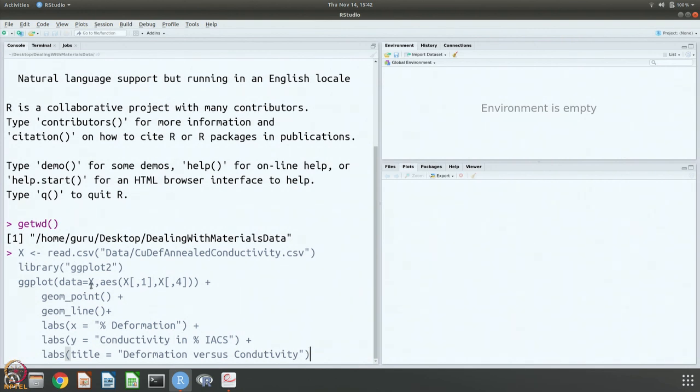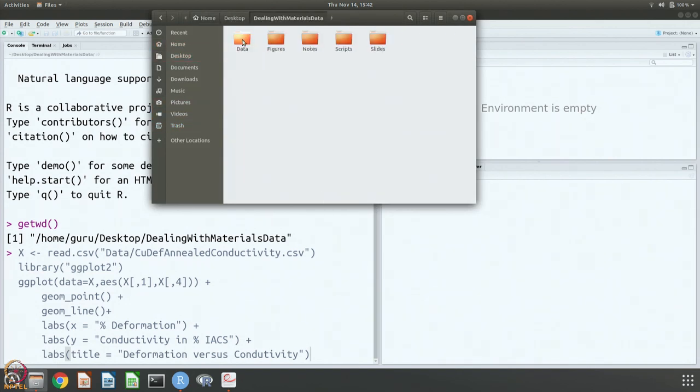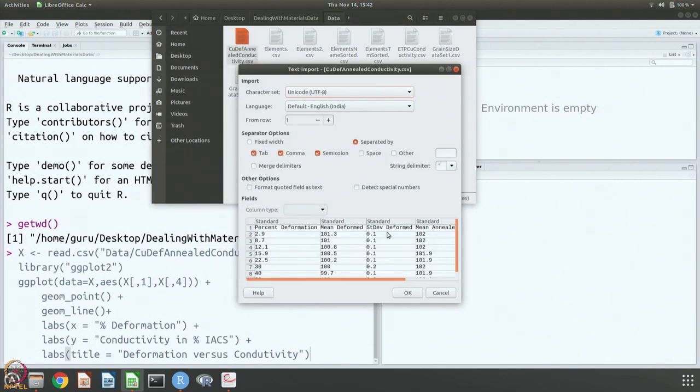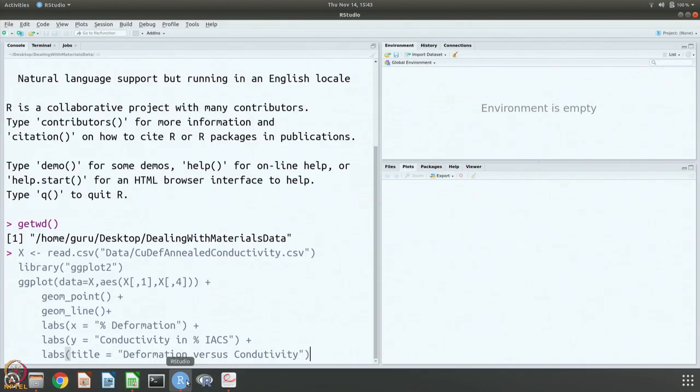And as usual to ggplot, you have to tell which is the data, what is it that you are trying to plot in the data. So, let us open the data file and see to understand what is it that we are plotting. Okay. So, it is percentage deformation, mean conductivity of deformed sample, standard deviation of deformed sample, mean conductivity of anneal sample and standard deviation for anneal copper. So, this is the data. So, what we want to plot is percentage deformation and the conductivity, mean conductivity, right?